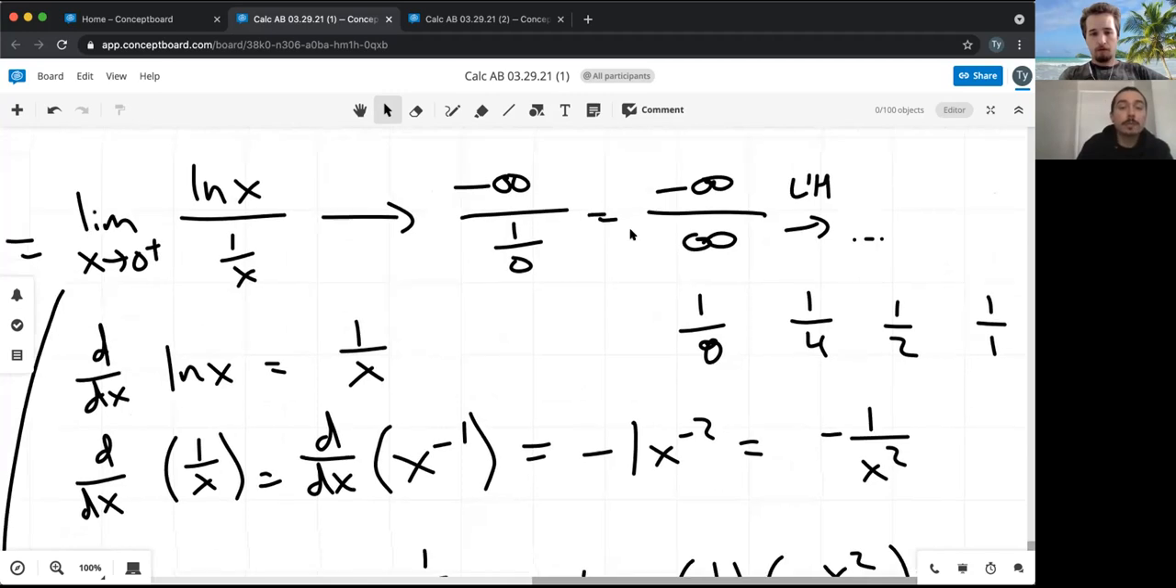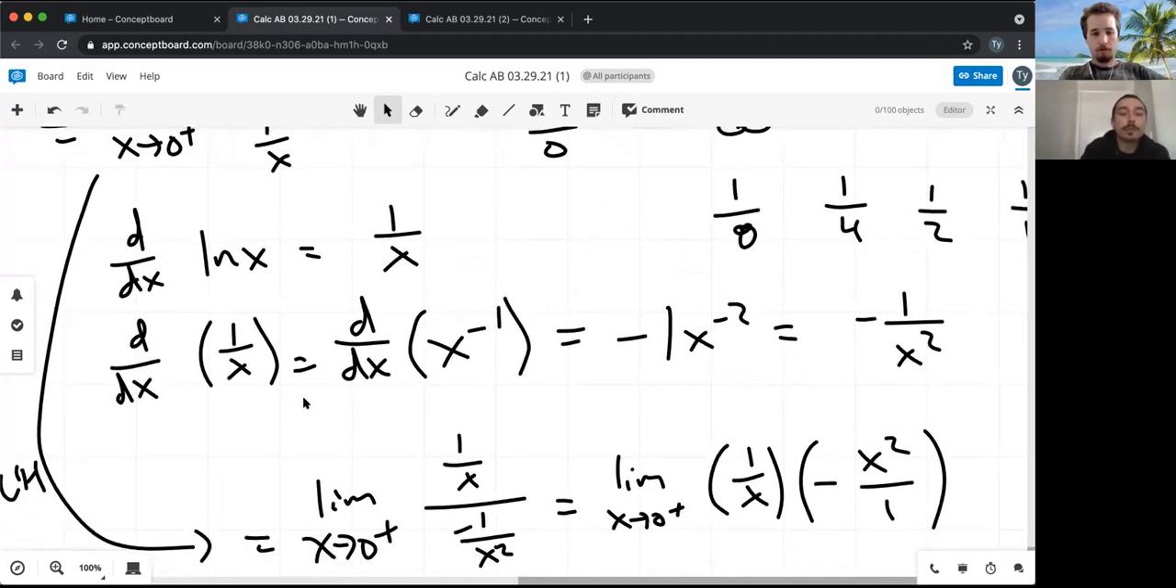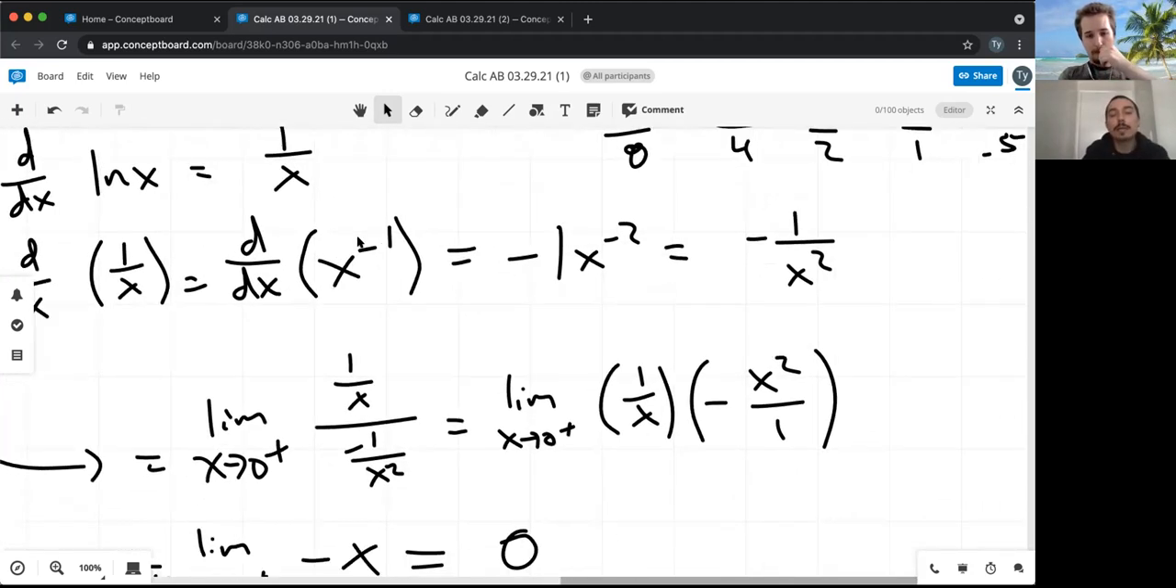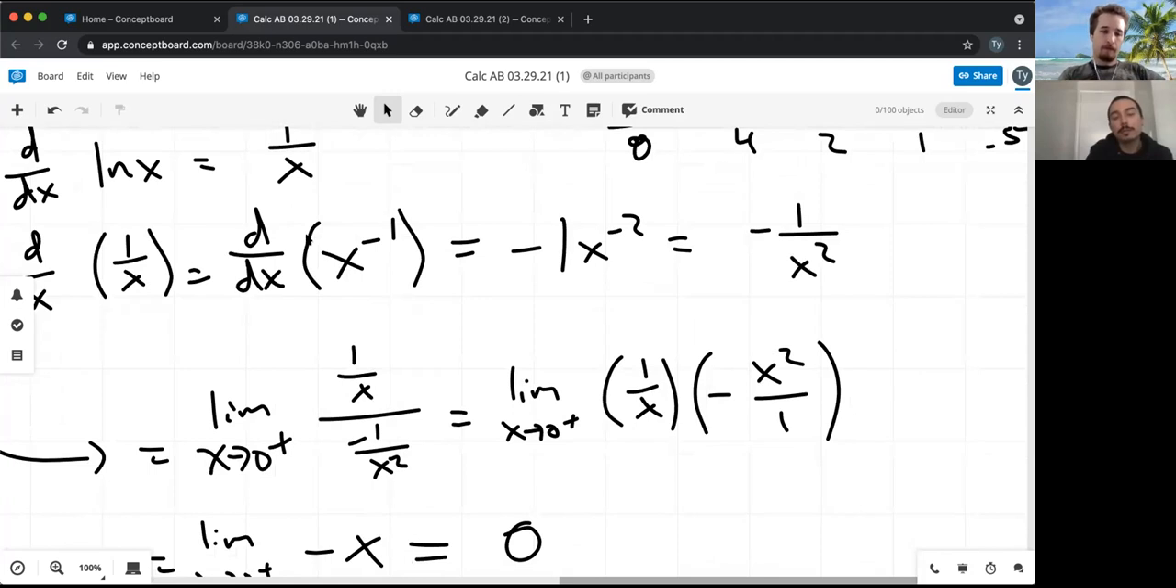Okay, so we can use L'Hopital's rule. Same thing as before, no surprises, right? Derivative of natural log x is 1 over x. Derivative of 1 over x, I rearranged that. I put it in this form using an exponent rule so that we can use the power rule. And then I just put it back with the positive exponent.